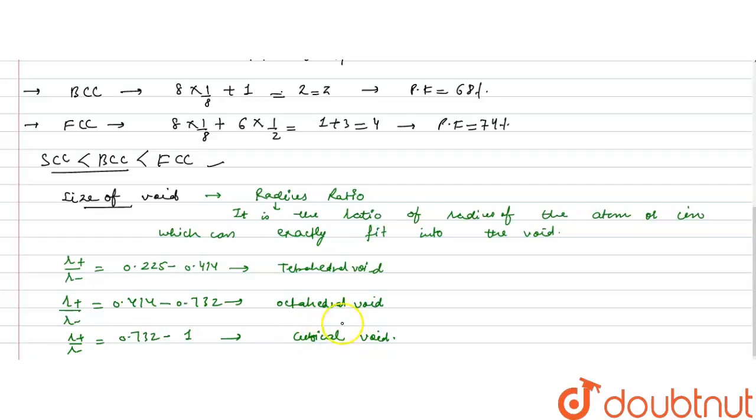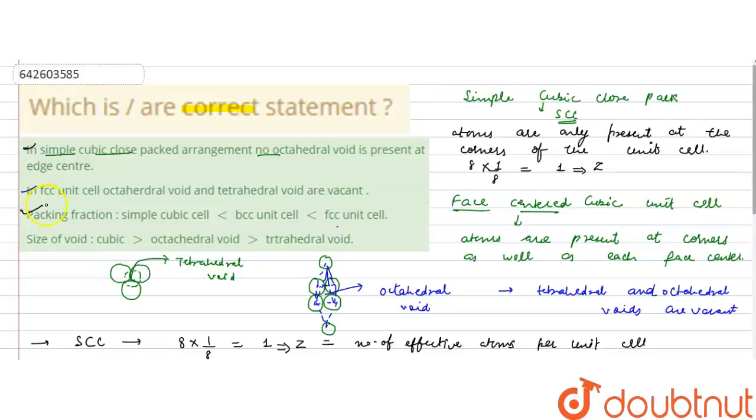It means the cubical void is greatest in size. Then comes the octahedral void and then the tetrahedral void. This can be confirmed from the radius ratios. So that is also true. That is cubical void is largest in size, then octahedral, and then comes the tetrahedral. It means all these statements that are given, they are correct. So the options are A, B, C and D. All are the correct statements.